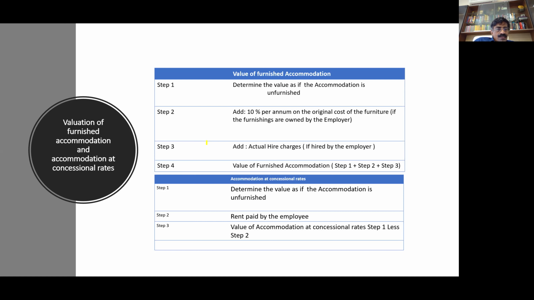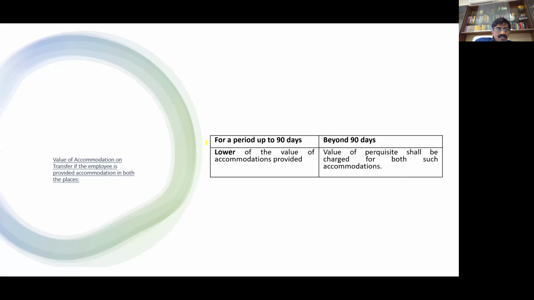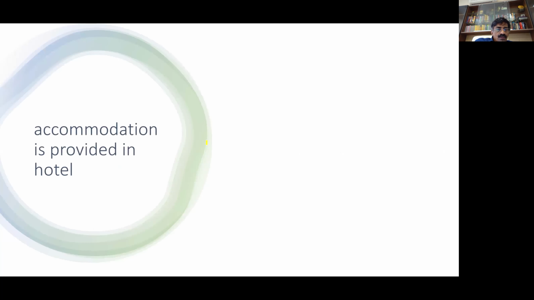Accommodation at concession rates needs only one modification. Take it as if it is given free of cost. From there, reduce the rent paid by the employee. That will give you accommodation at concession rates. If the accommodation is provided in two places on account of transfer, up to 3 months, value both and take the least of the two. Beyond 3 months, value both and take both.